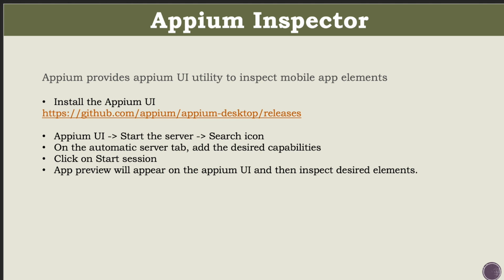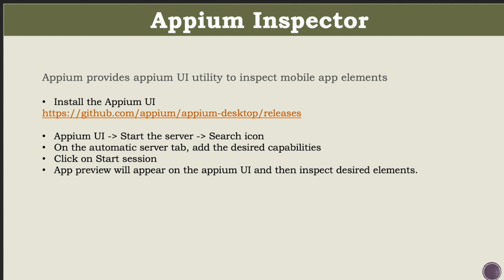One good benefit of this Appium inspector is that you can install it on both platforms and inspect the mobile app elements. To install it, you can go to the Appium desktop releases, where you will get the latest version. If it is Windows, you can install the exe version. If it is a Mac operating system, you can install the DMG version.